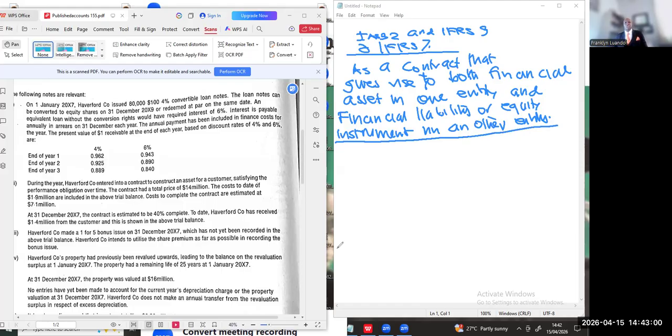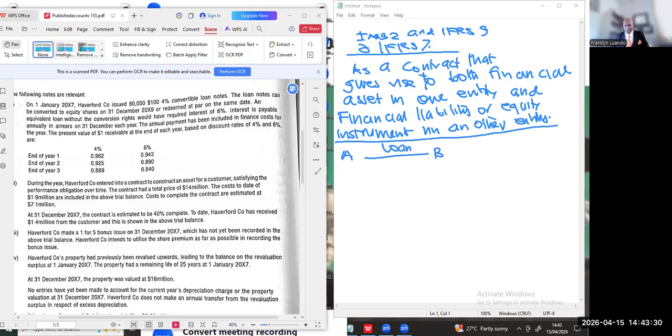Each time when you come across financial instrument, you must be thinking of financial asset in one entity and financial liability or equity instrument in another entity. So I want to give a simple illustration. A company provides a loan to B.